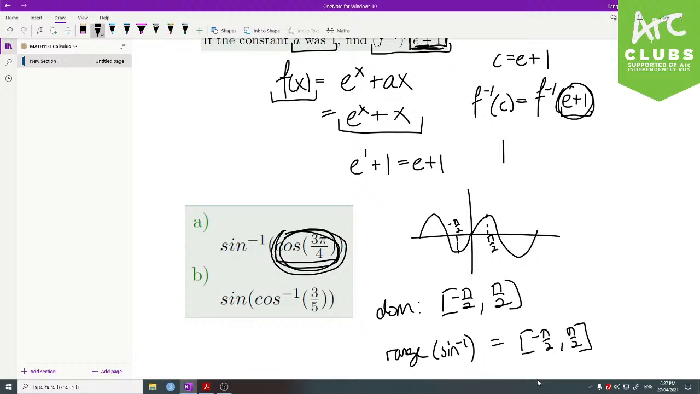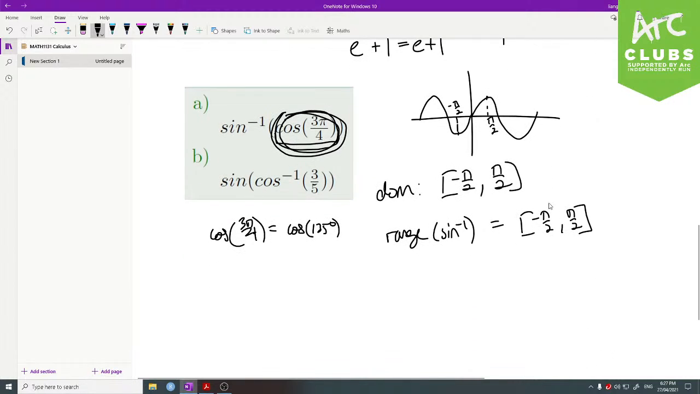Okay. So cos 3 pi on 4, what is that first? That is the same as saying cos of 135 degrees, which is basically cos 45 degrees in the second quadrant. That would be negative cos 45, which will be negative 1 on root 2. Okay. Now we're looking at what is the value of sine inverse of negative 1 on root 2.